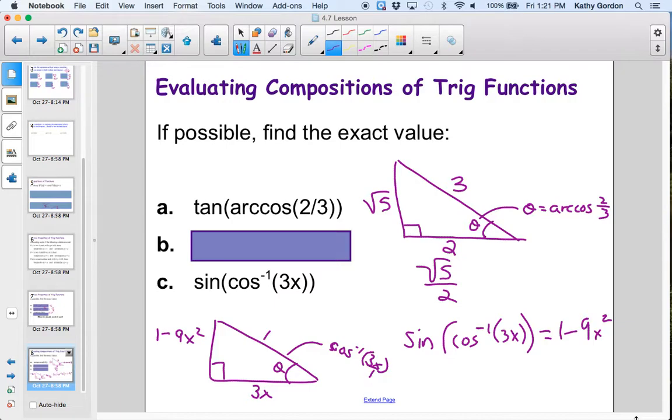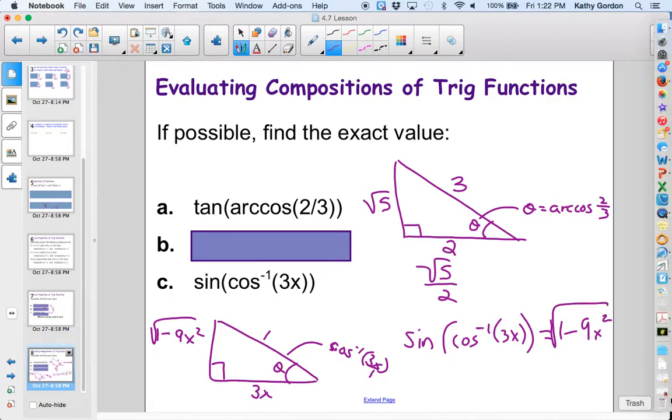Why isn't it the square root of 1 minus 9x squared? I don't know, why isn't it? Yeah, it should be the square root, right? Because we're taking hypotenuse squared minus leg squared equals this one squared. So to get this, we have to take the square root. So yeah, it should be the square root of this. But it's still over 1 when we take the sine, so this is still our final answer.